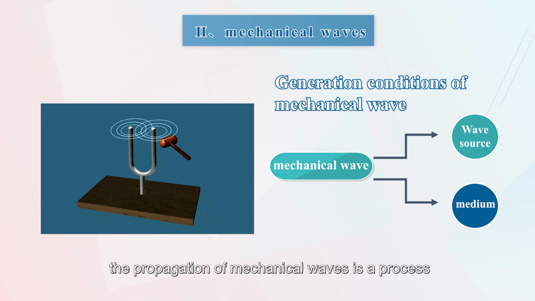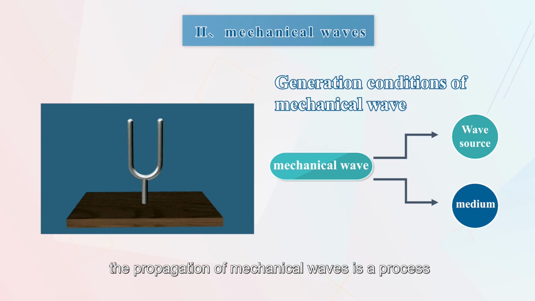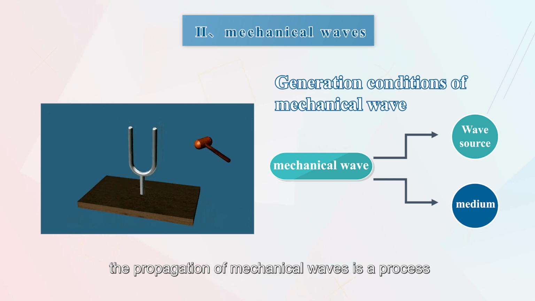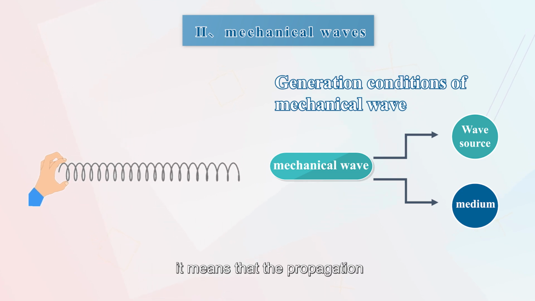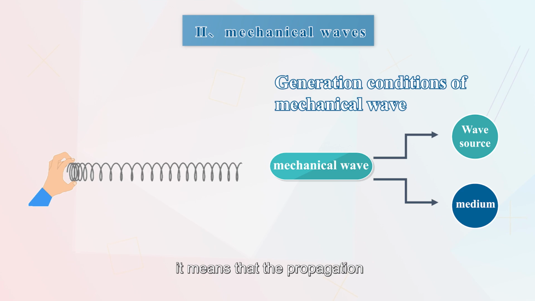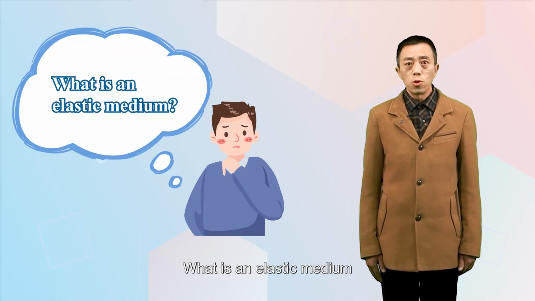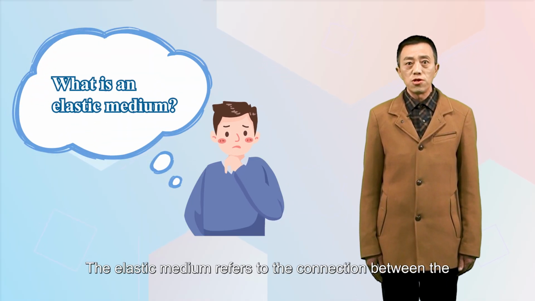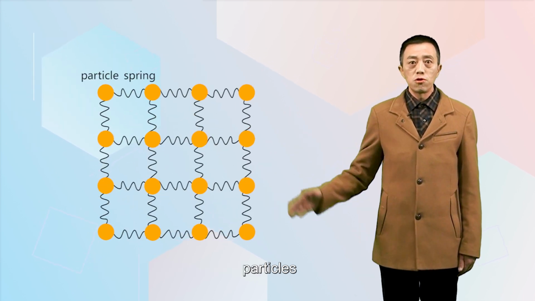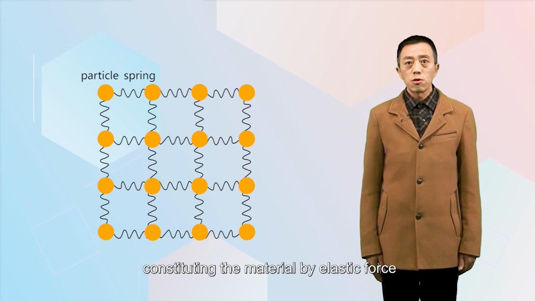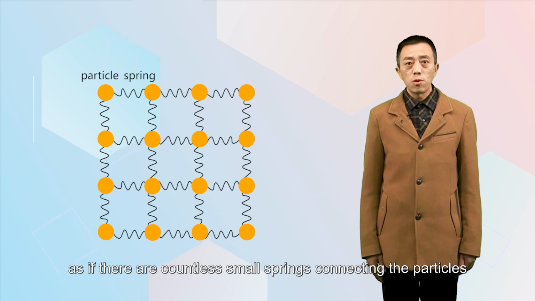Obviously, the propagation of mechanical waves is a process, which means that what propagates is the vibration of the wave source. What is an elastic medium? The elastic medium refers to a material whose particles are connected by elastic force, as if there are countless small springs connecting the particles.